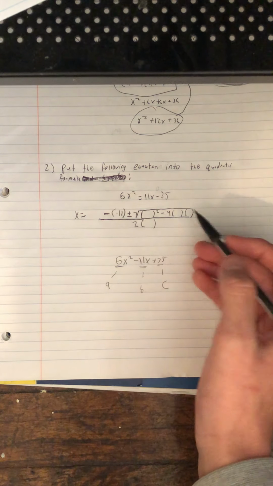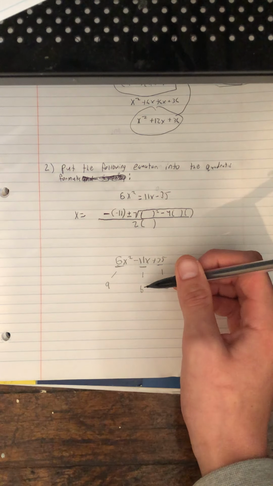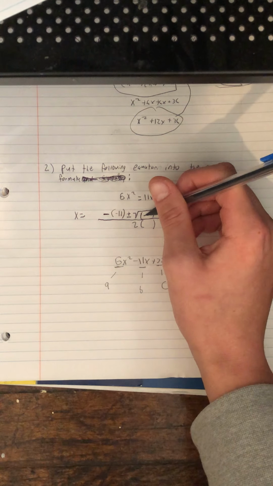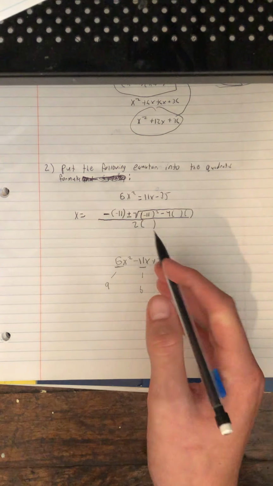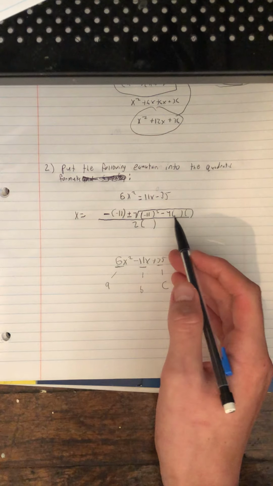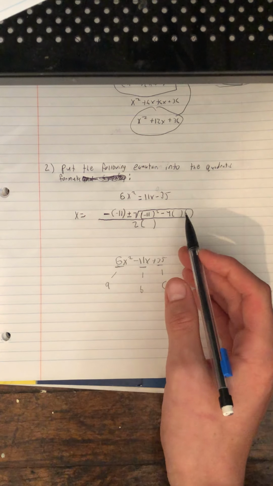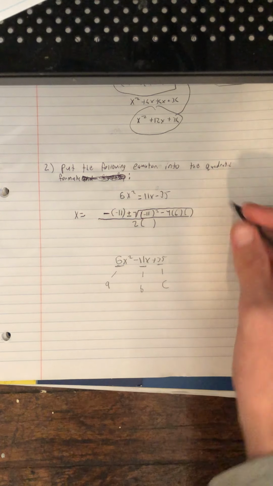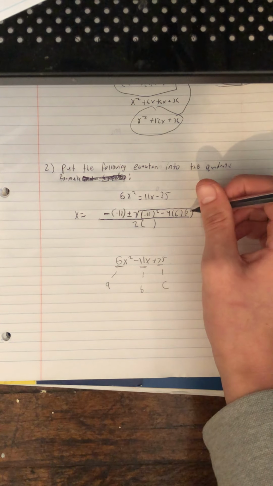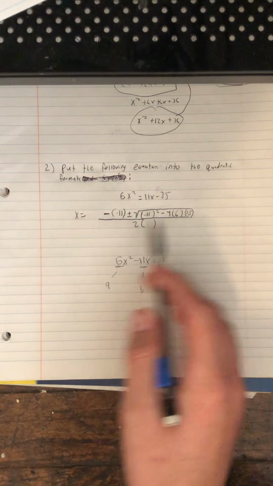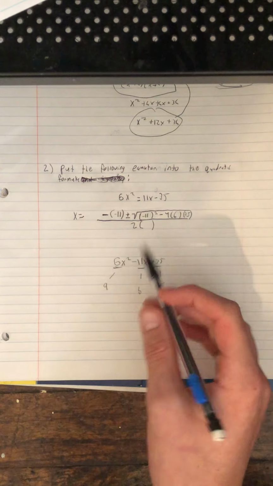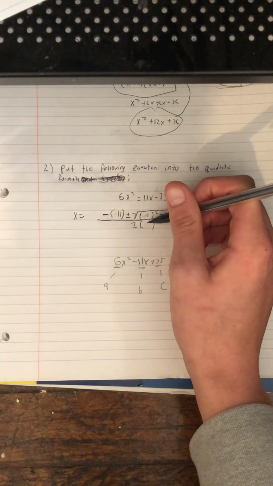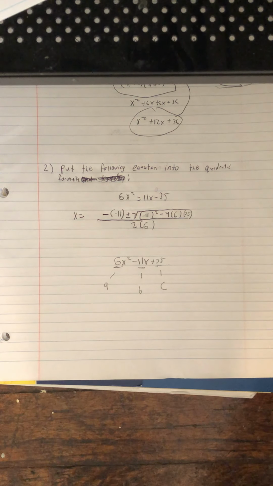Plus or minus the square root of b squared, which is once again this negative 11, squared, minus 4ac. So minus 4 times a, which is 6. C is going to be 35. All over 2a. Our a value is 6. And then that's going to be the answer for number 2.